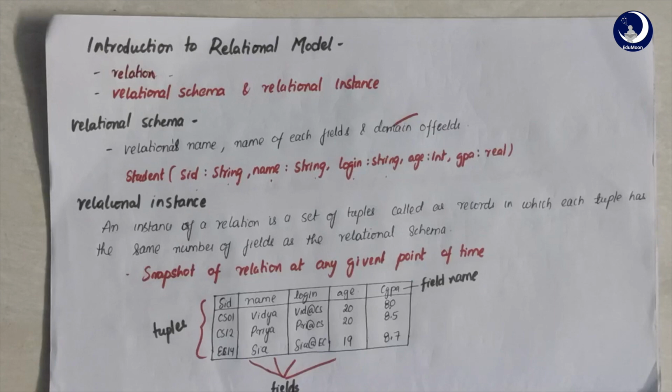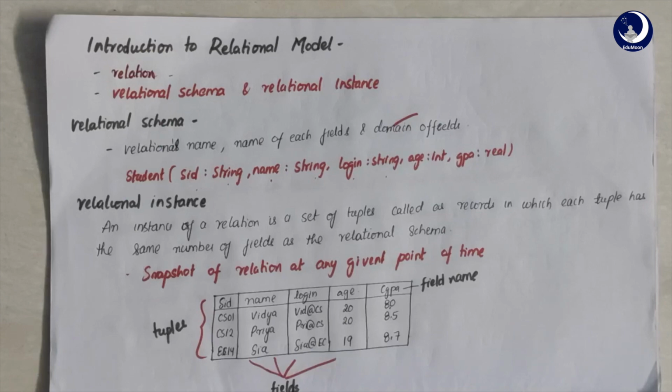For example, for SID I can only take string values. For age I can only take integer values like 1, 2, 3, 4, 16, 12. And for CGPA I can only take float values like 9.5, 8.5 and so on. So this is what a schema is, which contains the relation's name, the name of each field, and also the permitted set of values for that field.